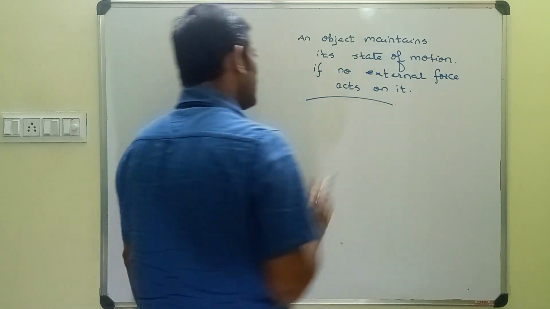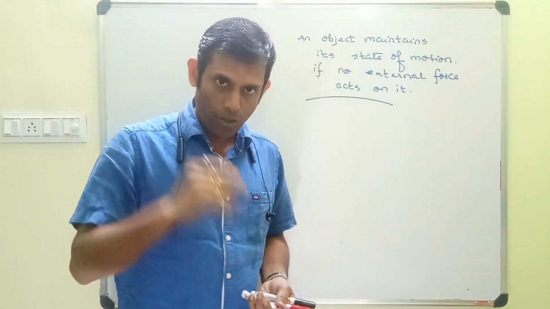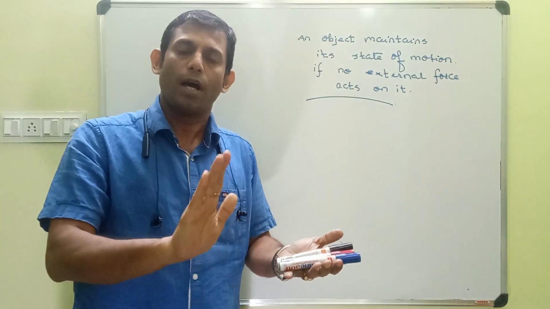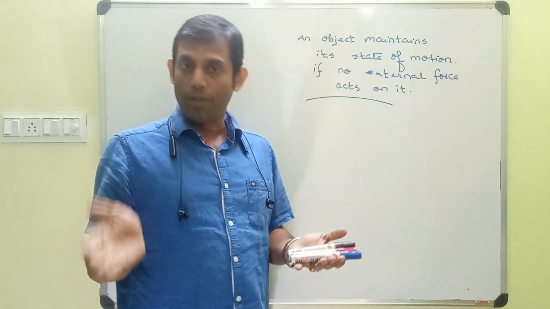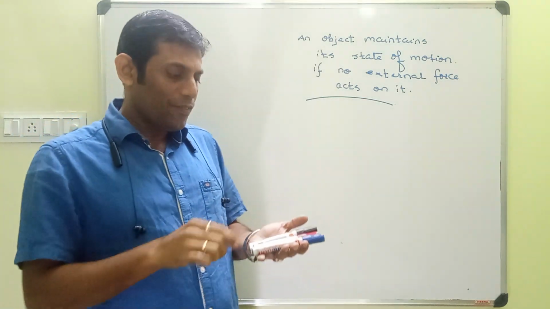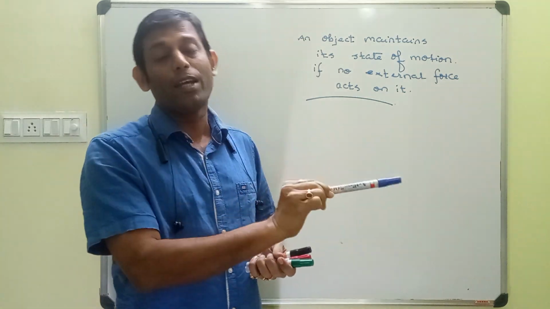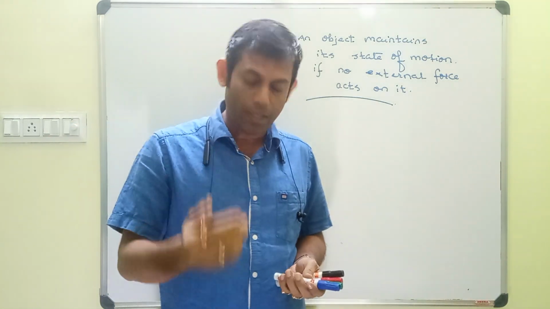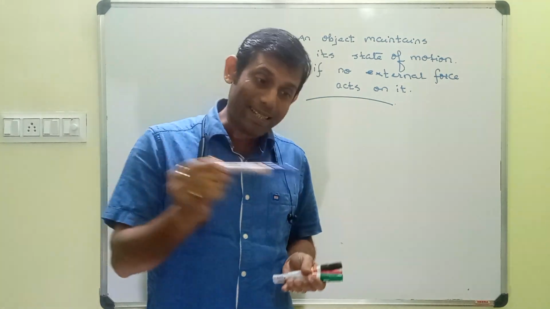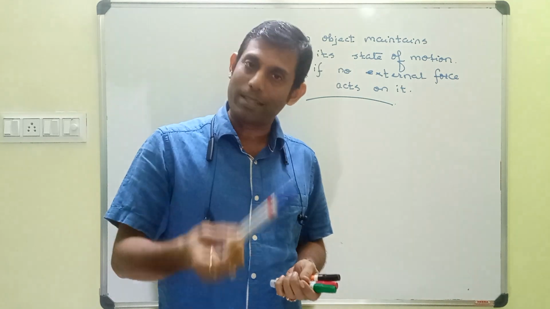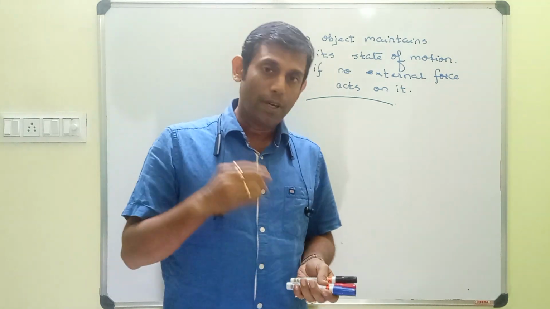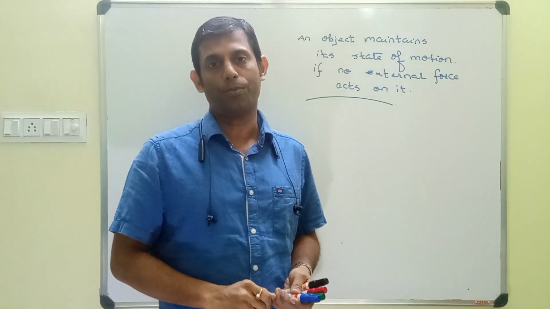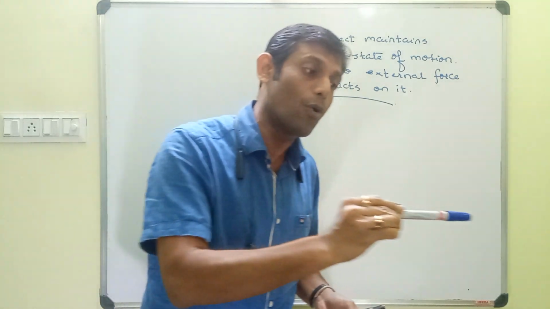Now, what exactly is a state of motion? State of motion means if an object is at rest, it remains at rest. This is the very simplest and the first clause. Secondly, if the object is in motion, then it will remain in motion without any change of its state variables. What are the variables of motion? We have seen in kinematics that velocity and acceleration are the parameters of motion. If no external force acts, then no acceleration would be available. And if no acceleration acts on the object, that means the particle remains in motion with a constant velocity.